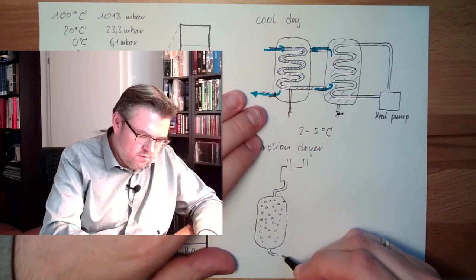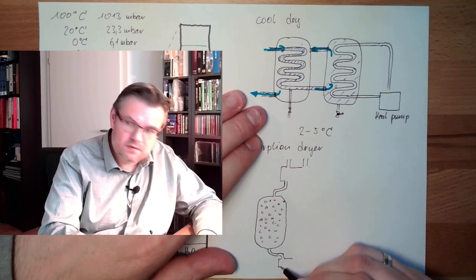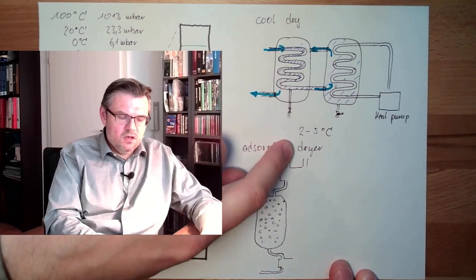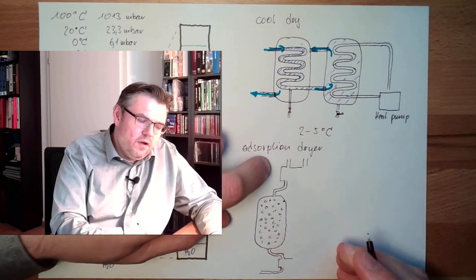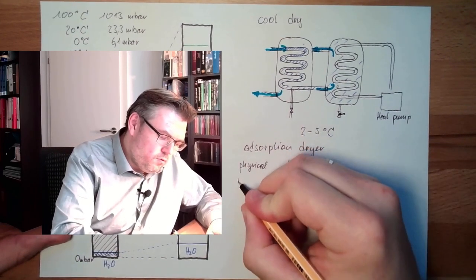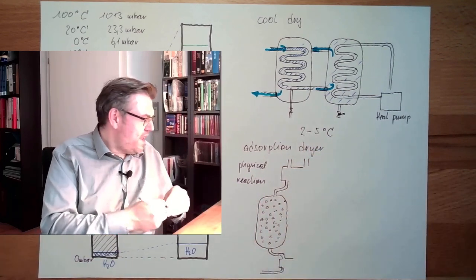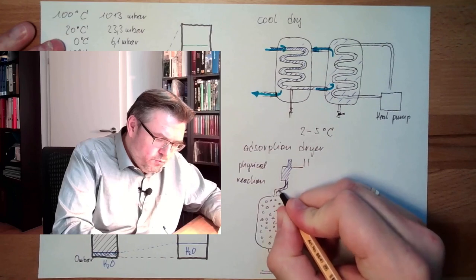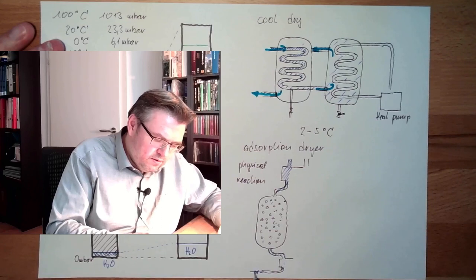Then we are again going through some sort of valve, and here we have dry air. So a sponge-like material, in a physical reaction, this moist air will simply get dry. And here we have dry air.